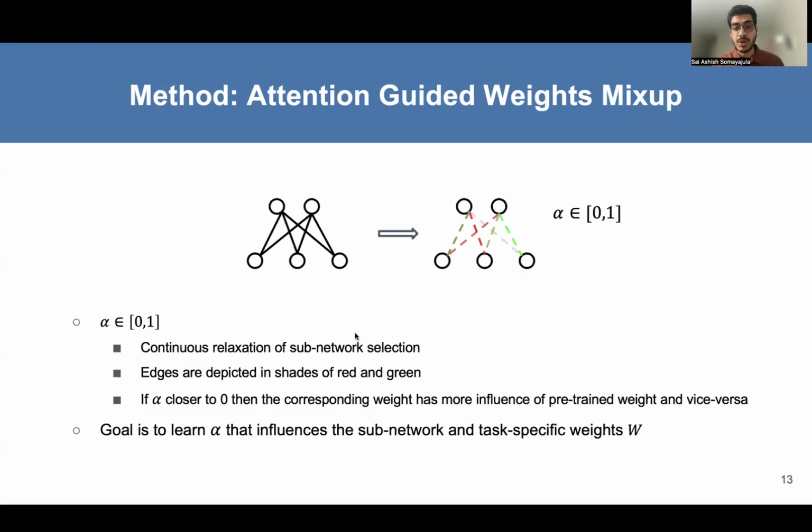Since alpha ranges between 0 and 1, it facilitates a continuous relaxation of subnetwork selection, and the edges are depicted in shades of green and red. If alpha is closer to 0, then the corresponding weight has more influence of the pre-trained weight and vice versa. With this formulation, the next objective is to learn the optimal alpha that influences the subnetwork and also the associated task-specific weights W.